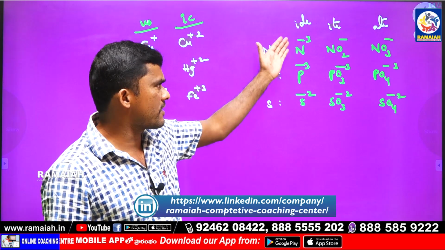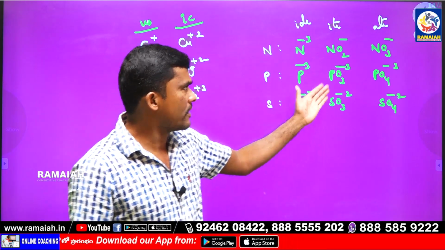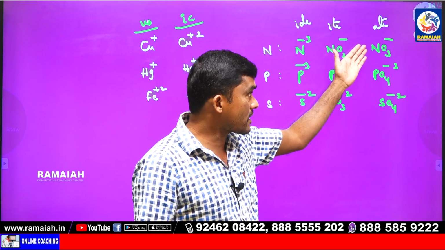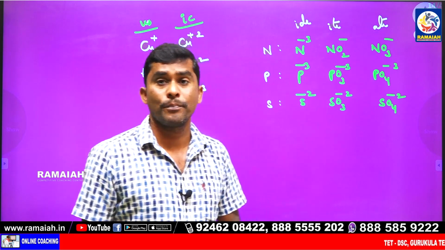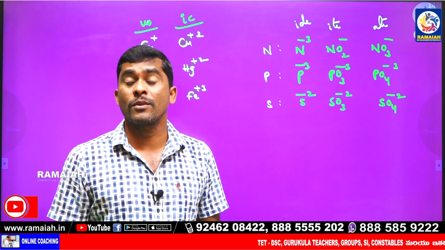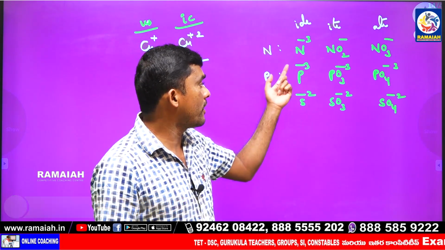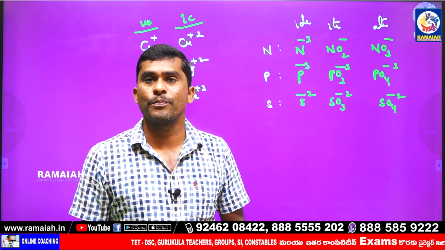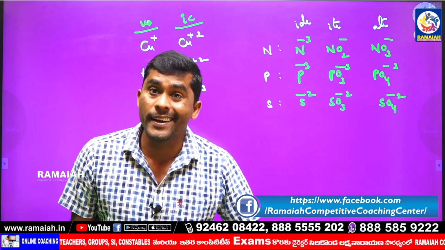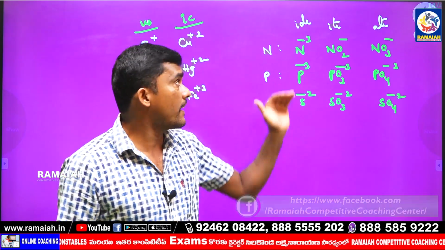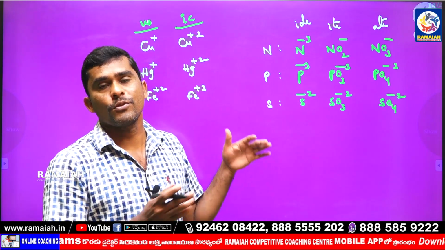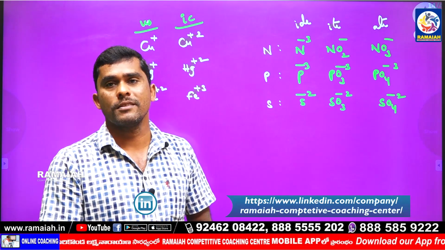These are known as nitride, phosphide, sulfide. Nitrite, nitrate, phosphate, and sulfate. What is phosphate? Phosphate, PO4-3. What is sulfide? Sulfide, S-2. Next, nitrite, NO2-. Phosphide, P-3. Nitride, N-3. Okay.